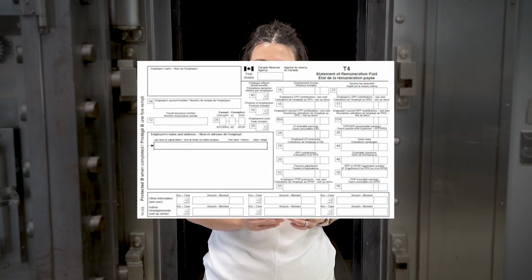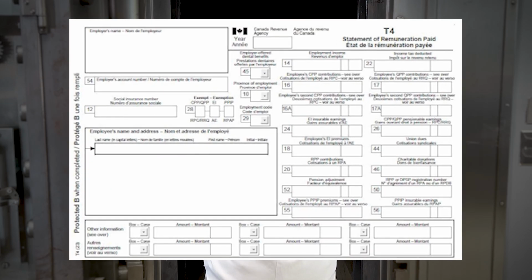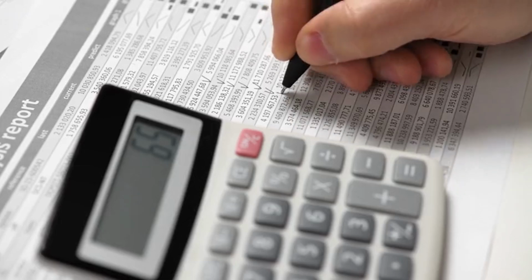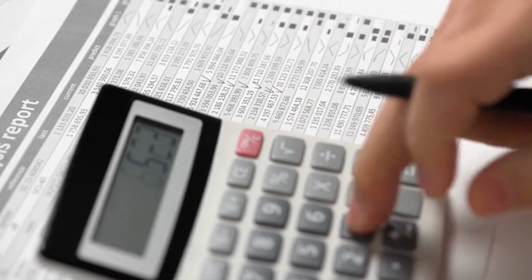Step 10. Prepare and distribute T4 slips at year-end. At the end of the calendar year, prepare T4 slips for each employee. The T4 slip summarizes their earnings and deductions for the year. You must provide copies to your employees. File the slips along with the T4 summary to the CRA. The deadline is the last day of February following the calendar year.